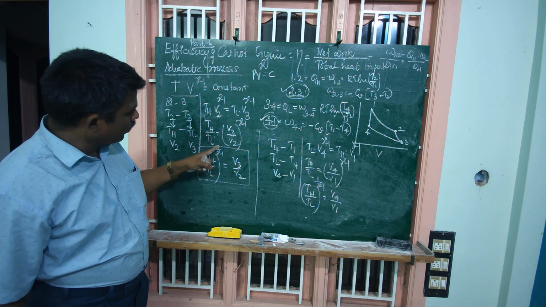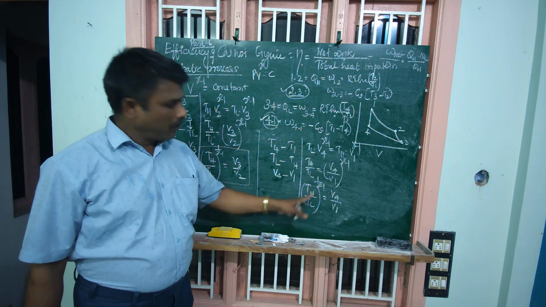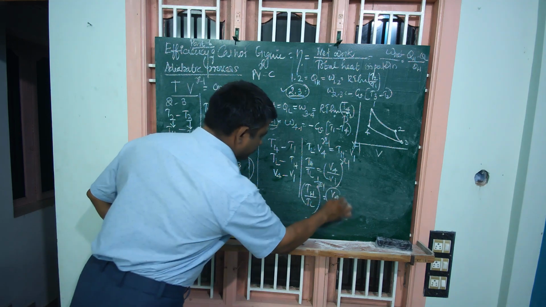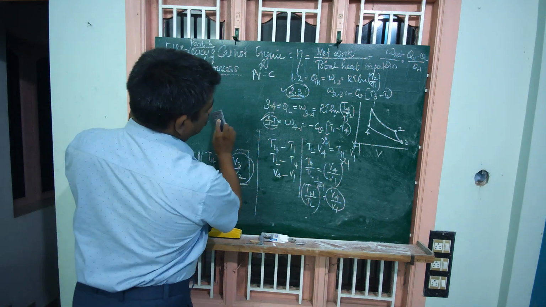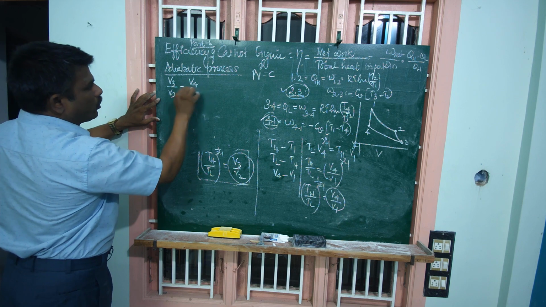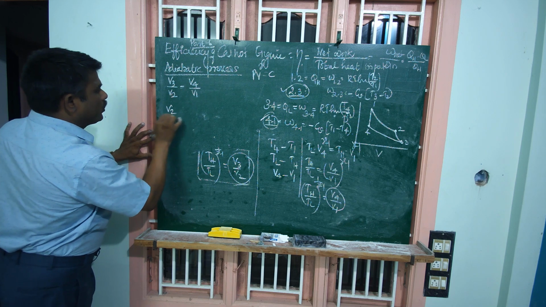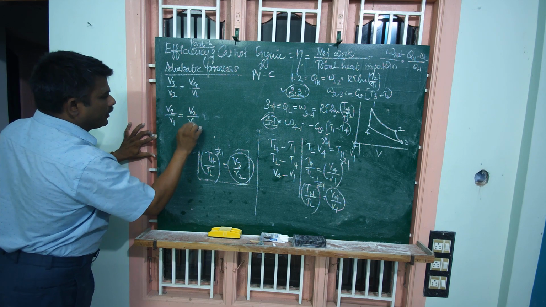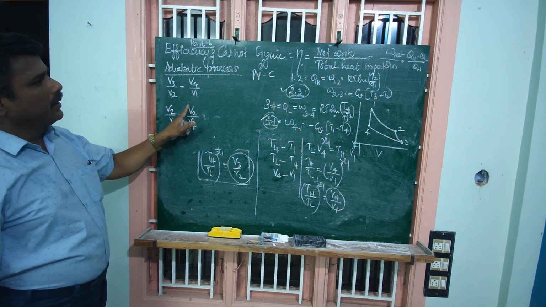The equations I need. Listen, TH by TL power 1 by gamma minus 1 is equal to V3 by V2. Similarly, TH by TL power 1 by gamma minus 1 is equal to V4 by V1. So both are the same. Hence, I am going to write like this: V3 by V2 is equal to V4 by V1. Okay, now I need V2 by V1. V2 by V1 is equal to V3 by V4.